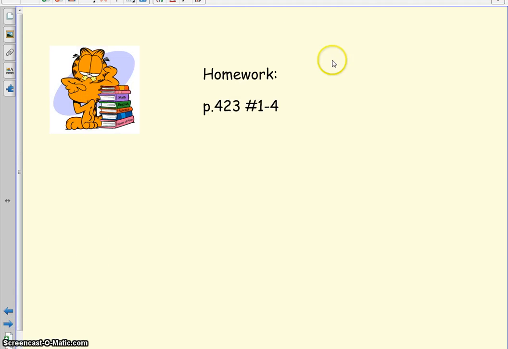So please make sure you practice by doing these examples right here, and all that's left in this unit is to look at some word problems. That's it, that's all.